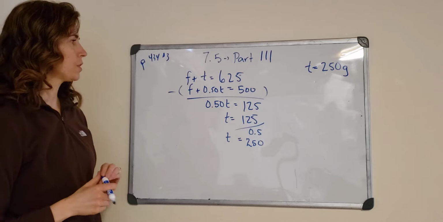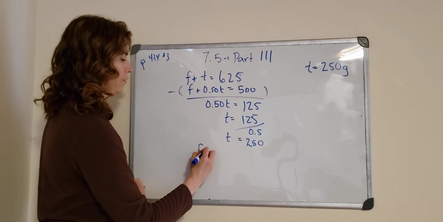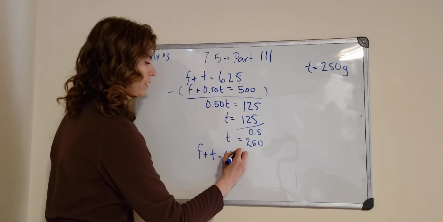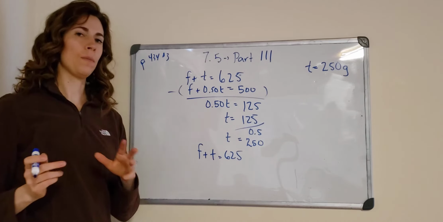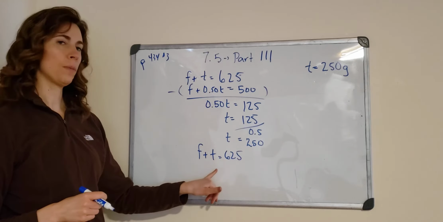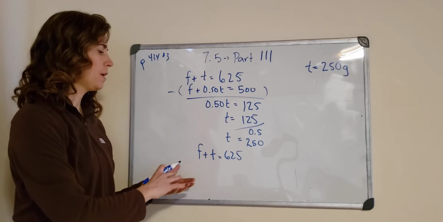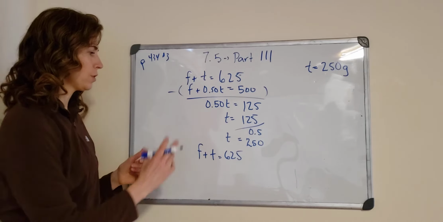Now, in order to solve for f, this would be the easiest equation, this first one. f plus t equals 625. Okay. One thing I'll mention, a lot of times I go ahead and first put in the variable. If you wanted to also solve for the variable first, I'll show you what I mean by this. You could do that. So you could do this.